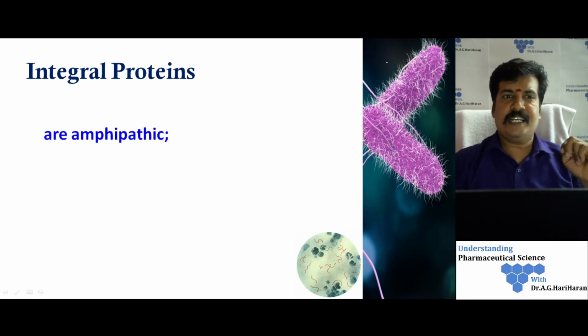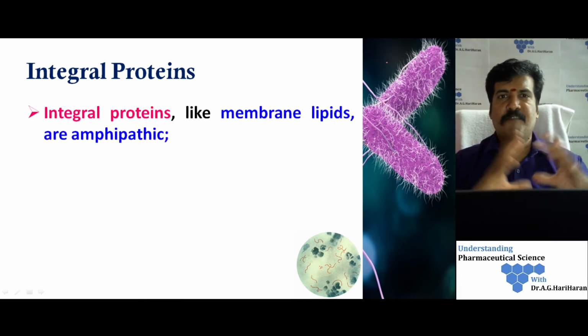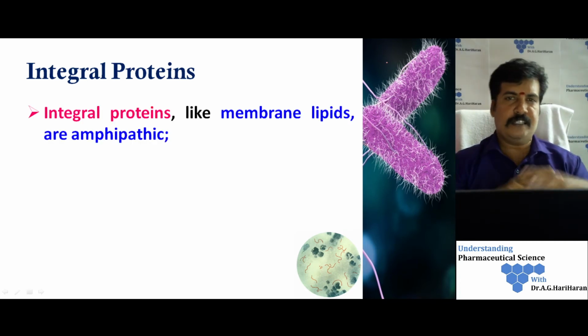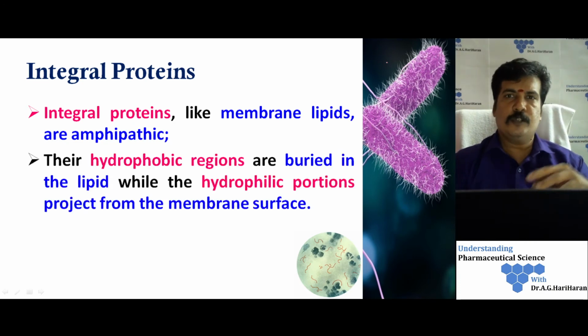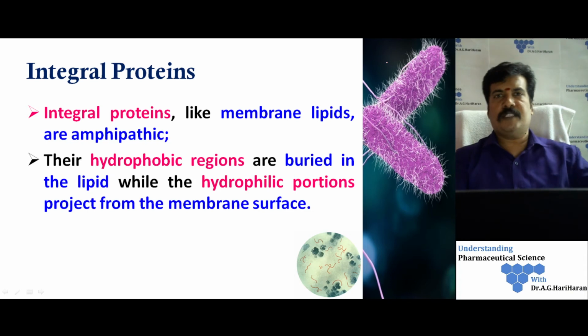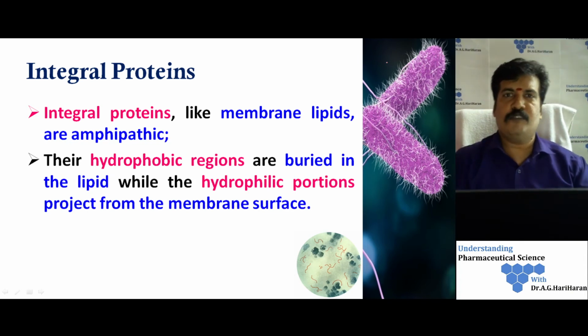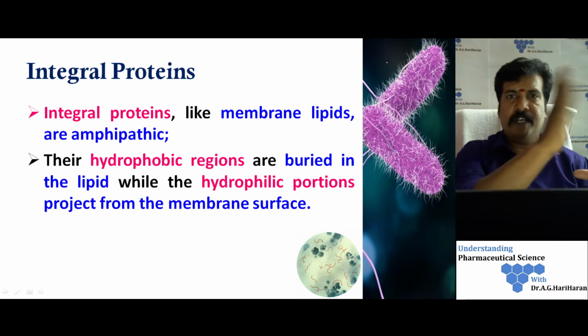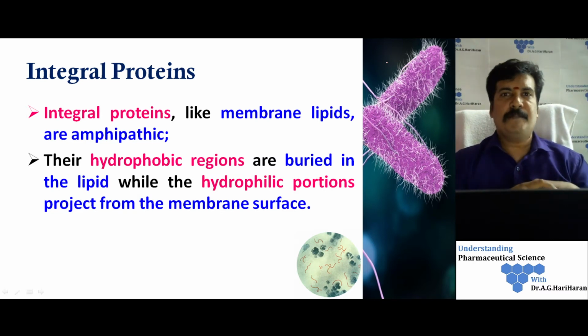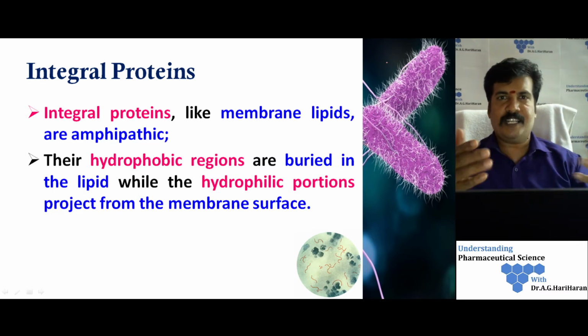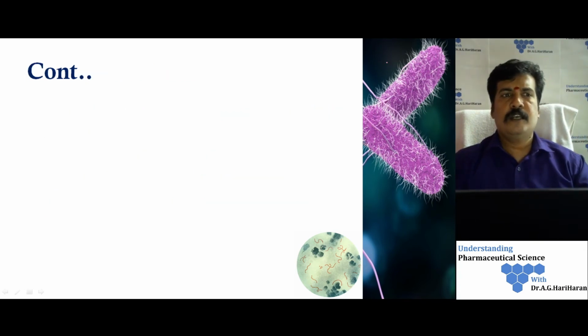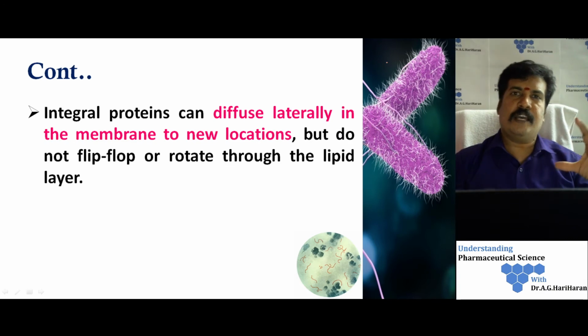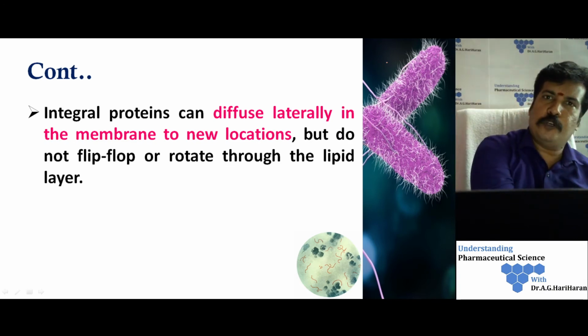And second is the integral protein. It is generally amphipathic in nature because it carries both hydrophilic amino acids and hydrophobic amino acids. So these hydrophilic regions will be present on both sides, the outer sides of this plasma membrane, whereas the hydrophobic regions penetrate through the lipid bilayer, because the inner side carries fatty acids, so they can easily interact with this. So because of this nature, they can easily diffuse to a new location.